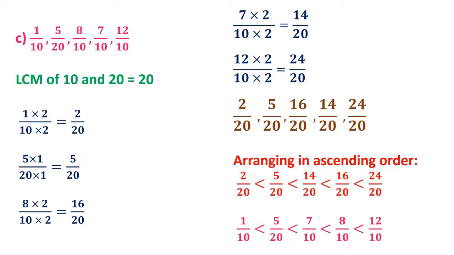So you can see here children, according to the question, these all equivalent fractions, what they represent we have written here. That means 2 by 20 represents 1 by 10, 5 by 20 represents 5 by 20 only, 14 by 20 is an equivalent fraction of 7 by 10, 16 by 20 is an equivalent fraction of 8 by 10, and 24 by 20 is an equivalent fraction of 20 by 10. Sorry, 12 by 10. So that means this is our final answer.